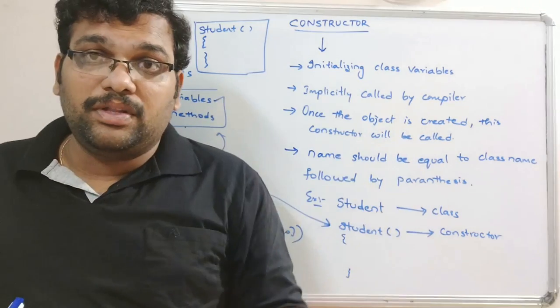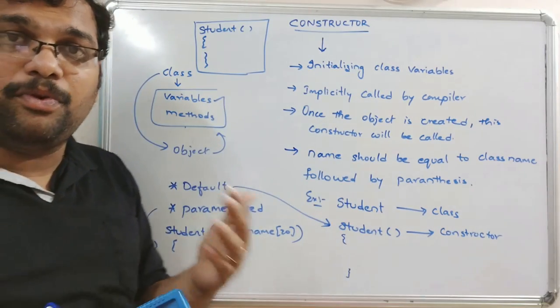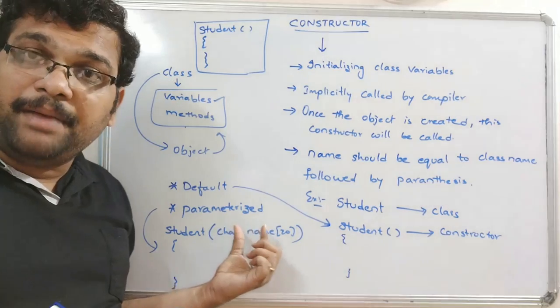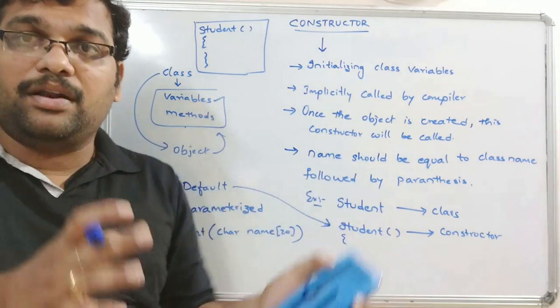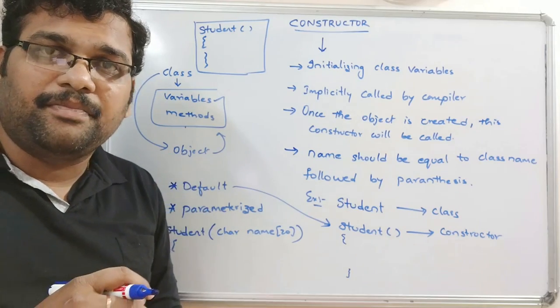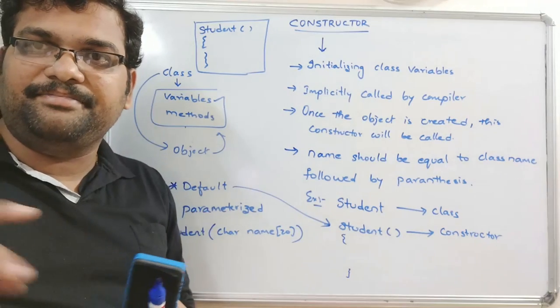So let us move on to the compiler. I will execute a program demonstrating the default constructor and the parameterized constructor, so that if you are still having any doubts, those doubts will be solved, right? So move on to the compiler.